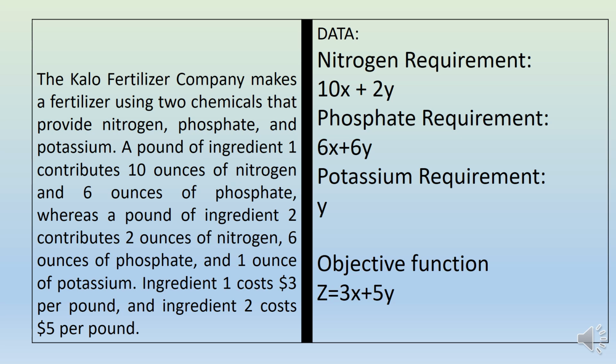Ingredient 1 costs $3 per pound and ingredient 2 costs $5 per pound. So you see, cost is there, so it must be a cost minimization function. Cost minimization function is there, 3 per pound, 5 per pound. So X is the pounds of ingredient 1 and the pounds of ingredient 2.